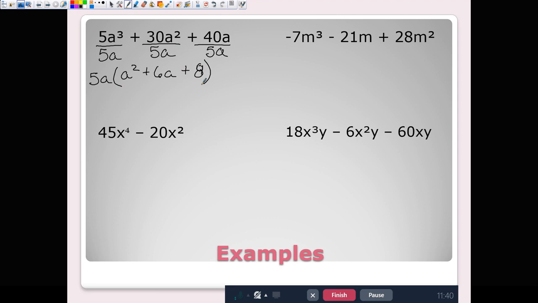All right, now that I factored out my GCF, it says to count the number of terms. So there's 3 terms on the inside. So which method am I going to use? The x squared or the ax squared method? X squared. So I need to find 2 numbers that multiply together to give me 8, but add together to give me 6. And they're both positive. So it's going to be positive, positive. 1 times 8, no. 2 times 4? Yes. So I'm going to have A plus 2 and A plus 4.